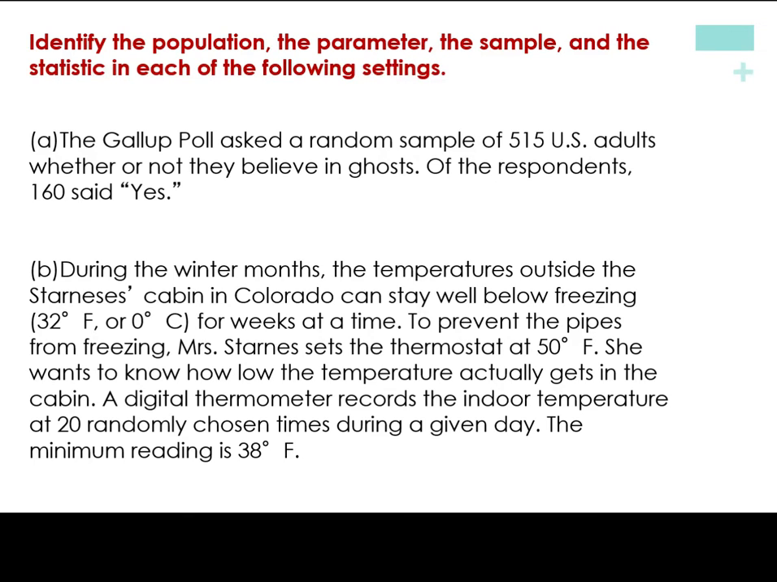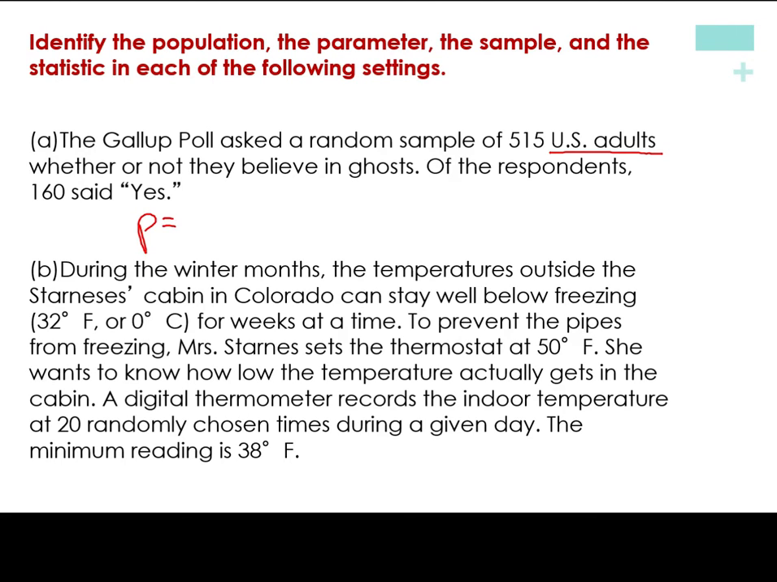So let's start with the population here. What was the population of interest? U.S. adults, because that's who we asked. So there it is, your population of interest, U.S. adults. What is the parameter here? Are we going to be using a mean or a proportion? It's a proportion, so we're going to be using p for this.